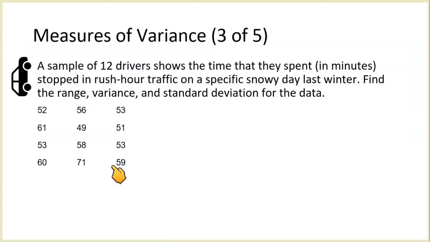So we look at our first example. We have a sample of 12 drivers, and this represents the time that these 12 drivers spent in rush hour traffic in minutes. We want to find the range, the variance, and the standard deviation. We're also going to interpret the value of the standard deviation. I'm going to show you 2 ways to find this. I'm going to show you how to do it by hand because the calculation is not too bad, but then I'm also going to show you how to find it using the calculator and Excel as well.